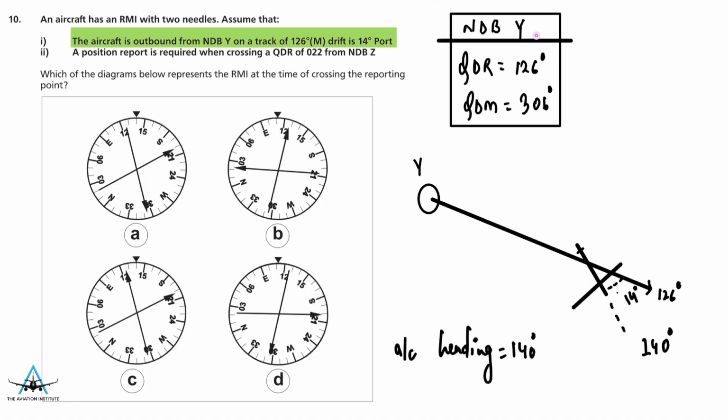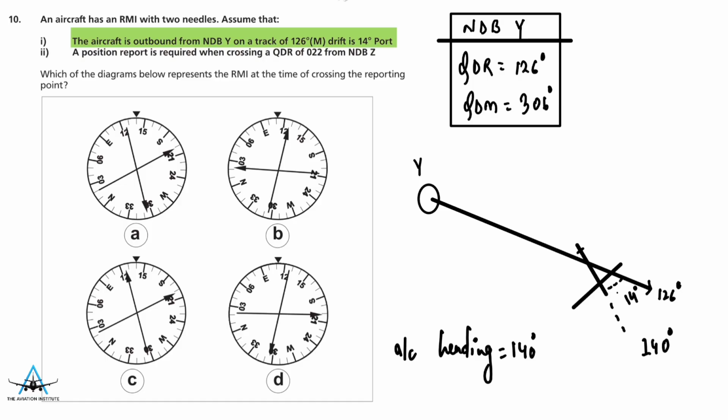So first let's solve for NDB Yankee. Our aircraft was on the track of 126 degrees with respect to Yankee. That means our QDR, the magnetic bearing from the station, is 126 degrees, and the QDM, which we can calculate as QDR plus or minus 180 degrees, gives us a QDM of 306 degrees, and we had already calculated the aircraft heading as 140 degrees.